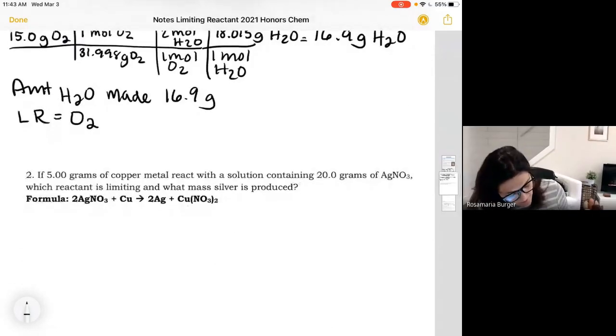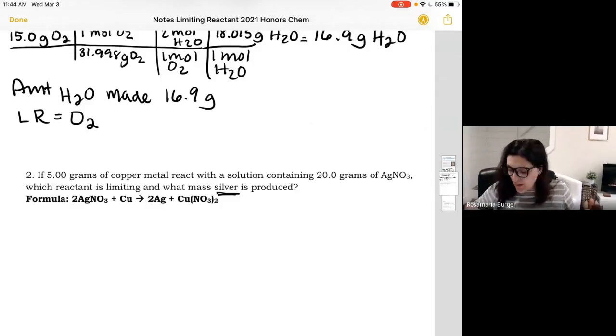If 5 grams of copper metal react with a solution containing 20 grams of silver nitrate, which reactant is limiting and what mass of silver is produced? Sometimes you have more than one product, so it's important to know what you want to actually achieve. Do you want silver or did you want copper nitrate? In this case, we wanted silver.